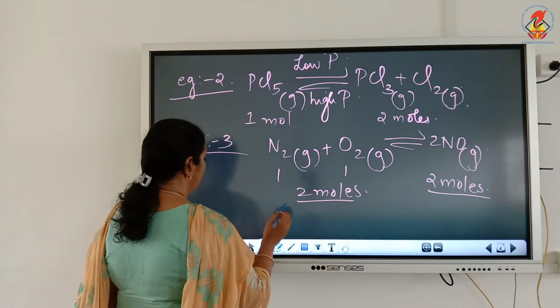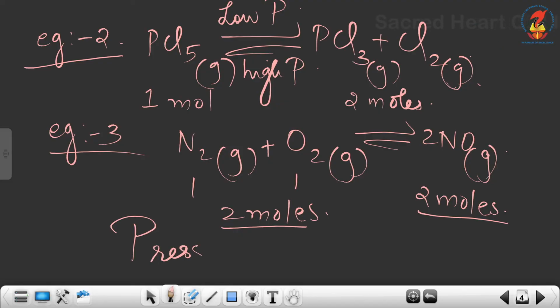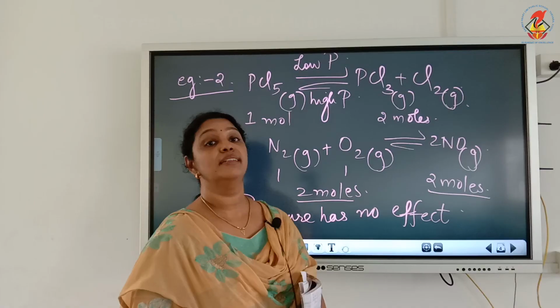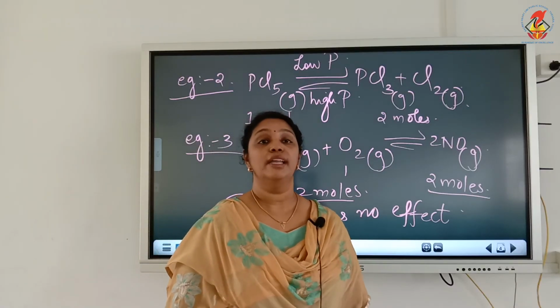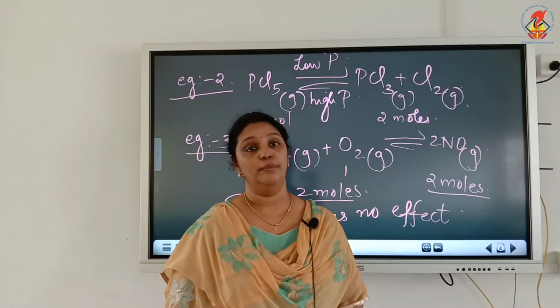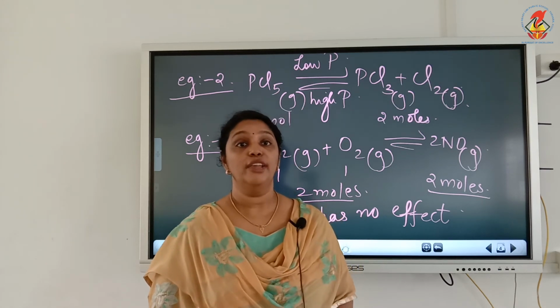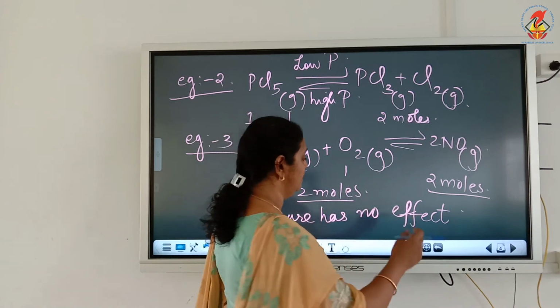So here pressure has no effect because the total number of moles of reactants and products remains the same. So this is the effect of pressure on the equilibrium of a reaction. Now the fourth factor is the effect of catalyst, number 4.